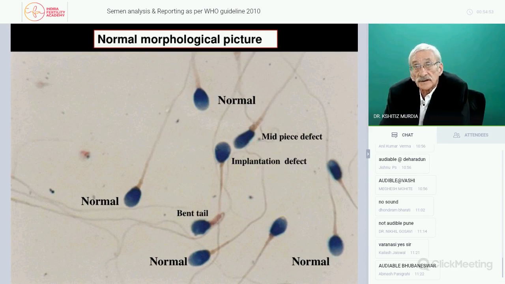If you take the head and... it's easy to realize this is a perfect normal shaped sperm. Oval shaped, mid-piece is intact, beautiful, and the tail is intact. The same with this one.